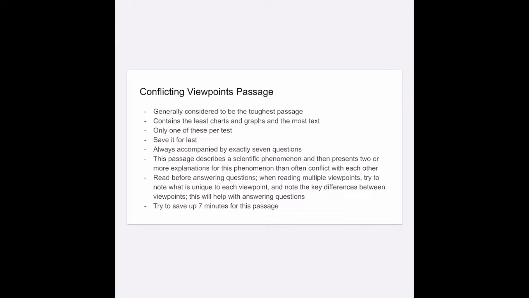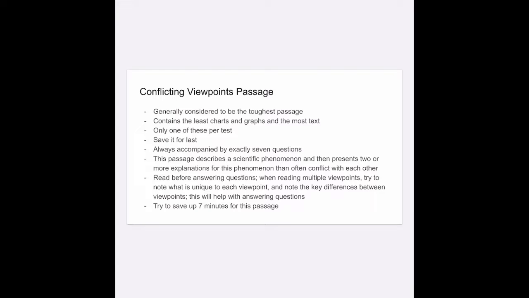So an example of this: usually the viewpoints are presented in terms of scientists or students, like scientist 1, scientist 2, scientist 3, or student 1, student 2, student 3. Let's say scientist 1 says that there's oxygen involved, whereas scientist 2 says that there is no oxygen involved. That is something to take note of. And let's say that scientist 3 is the only one that says nitrogen is involved, and scientists 1 and 2 don't say anything about that. That's something you need to keep note of. Try to save up 7 minutes for this passage. Some people will say you need 10 minutes. I don't think you need 10 minutes for this. I think 7 is just fine.